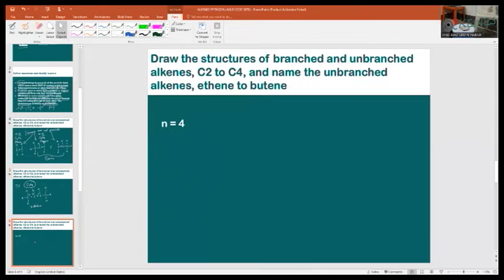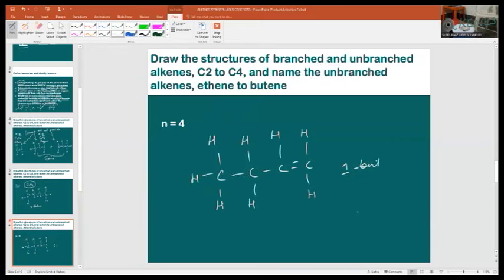Now you can draw the isomer for this one. What I will do, I will simply change the position of the carbon-carbon double bond. Now place the hydrogen atoms. You see, I have changed the position of the carbon-carbon double bond here. The name will be 1-butene. So this will be the second isomer of butene.